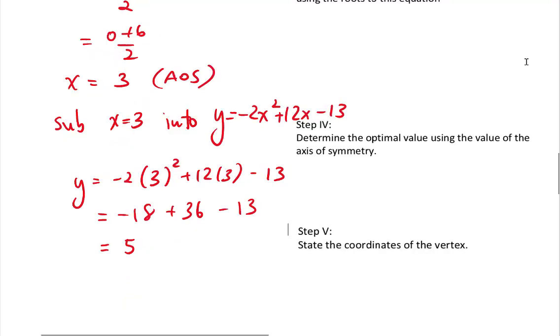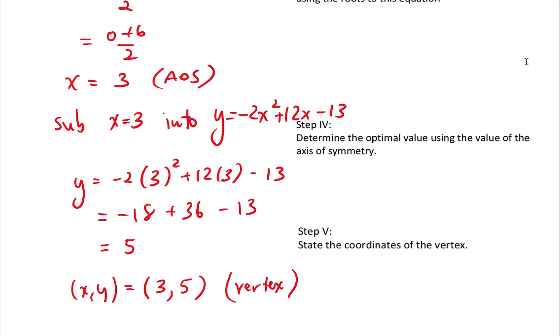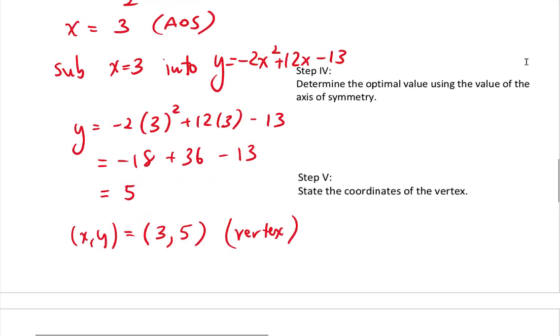And the last step, state the coordinates of the vertex. So using the axis of symmetry and optimal value, we now know that we have a vertex (x, y) which equals (3, 5), the axis of symmetry and the optimal value. So there is our vertex. The nice part about this is we now have 3 points for the graph. We have the points (0, -13), (6, -13), and we have the vertex (3, 5). So now we can sketch this graph.